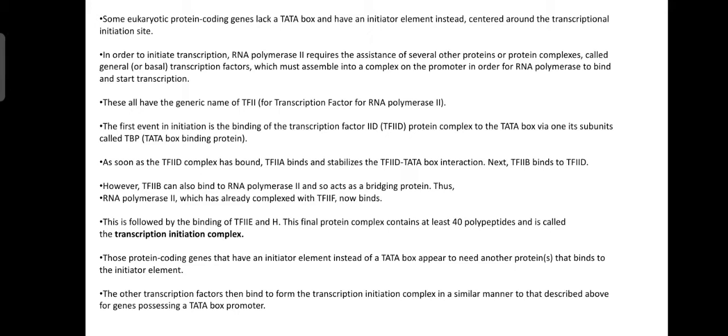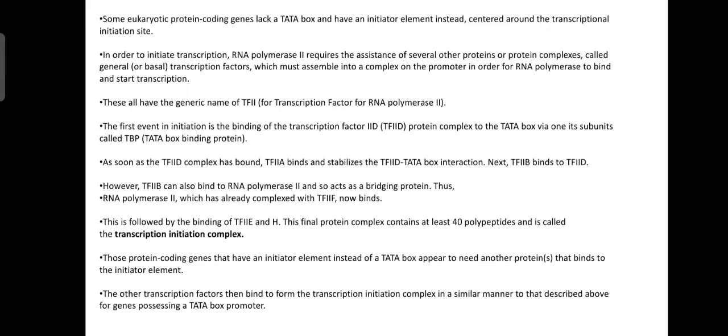the transcription. These all have the generic name of transcription factor II, for transcription factor for RNA polymerase II. Okay, they have a generic name because for RNA polymerase 2, this transcription factor assistance is needed to start the transcription. So they are called transcription factor II.